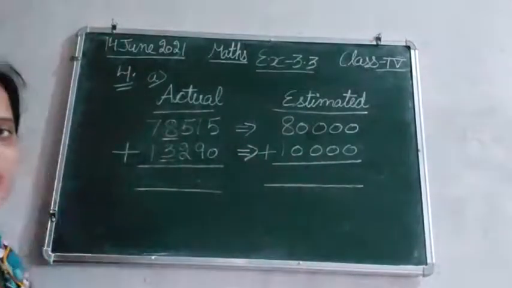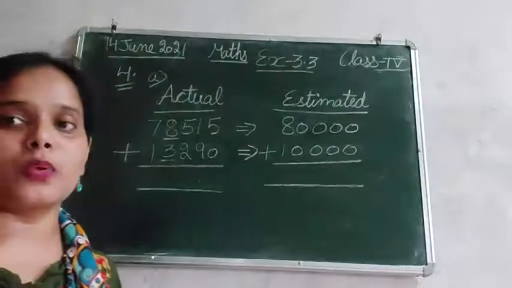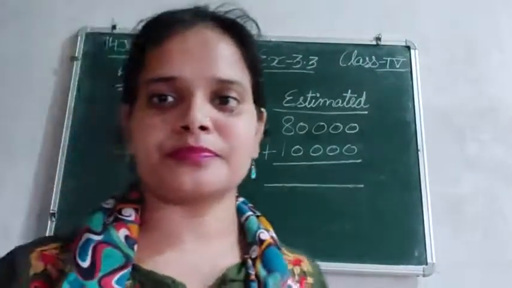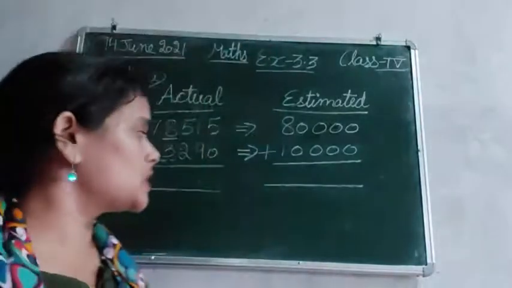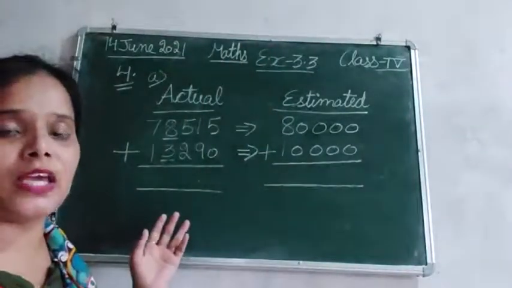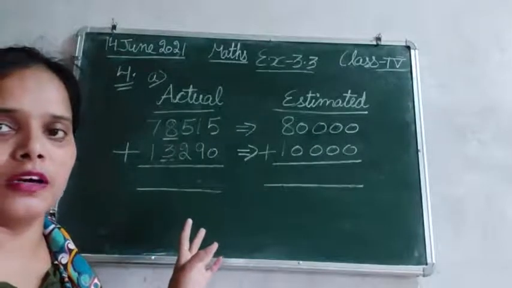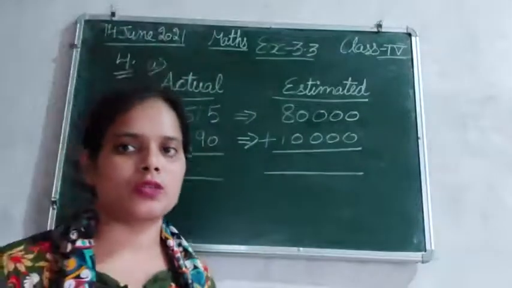So now we have done the estimation and now we are going to add it. Let's add it. Just do the simple addition as we were doing before. This is the simple one. Nothing else here. So let's add it.